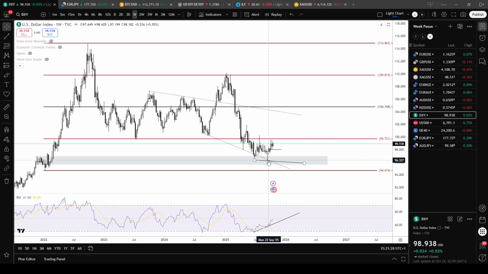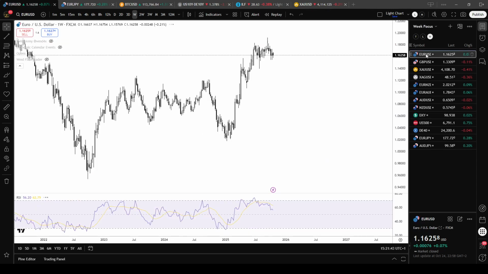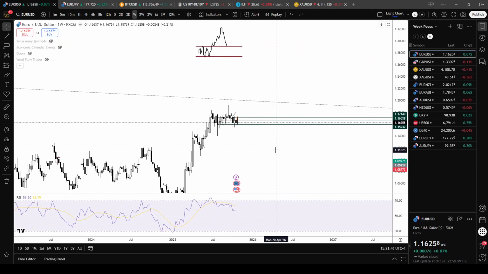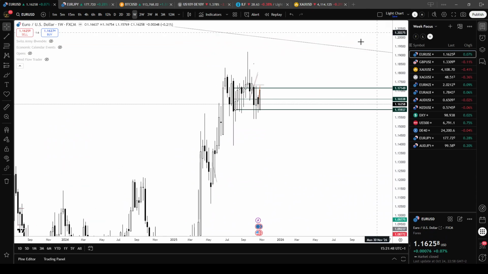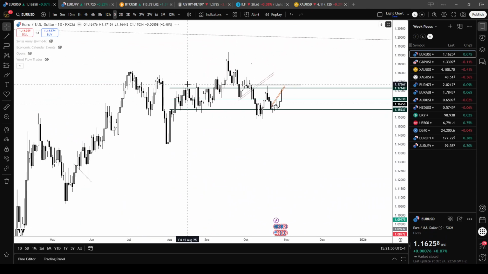A lot of things can happen on the short term next week, but this thing here will shape how we look at Euro, GBP, and AUD for the next week. So let's move on to the Euro. Okay, let's move on to the daily chart.